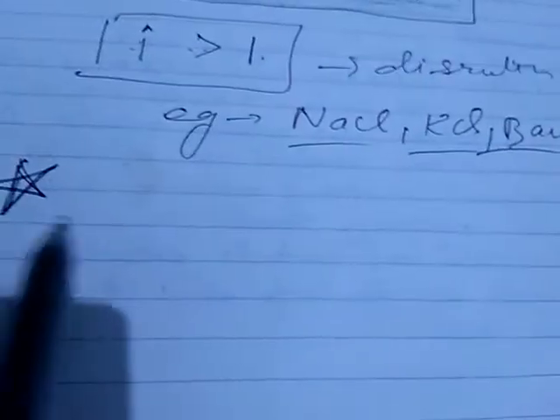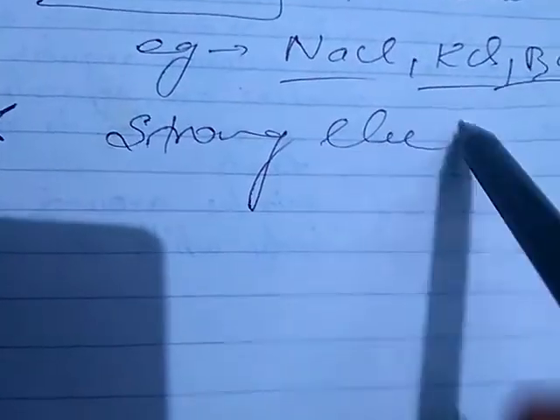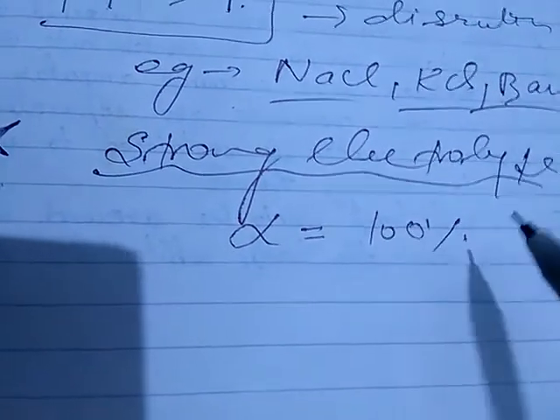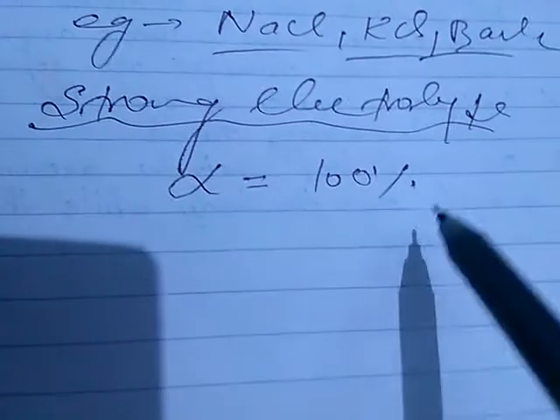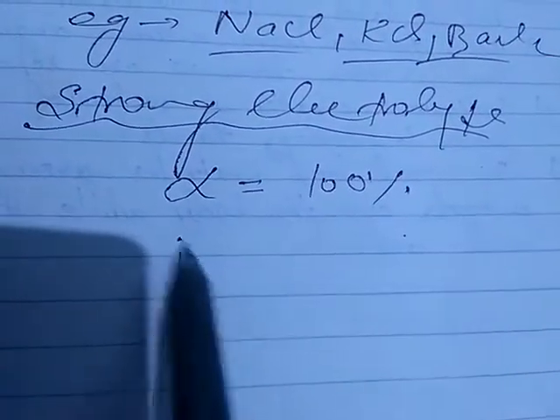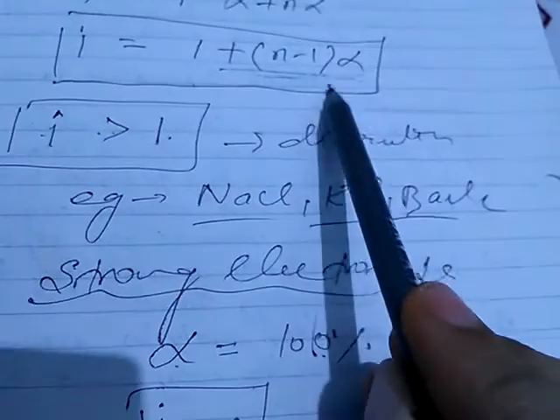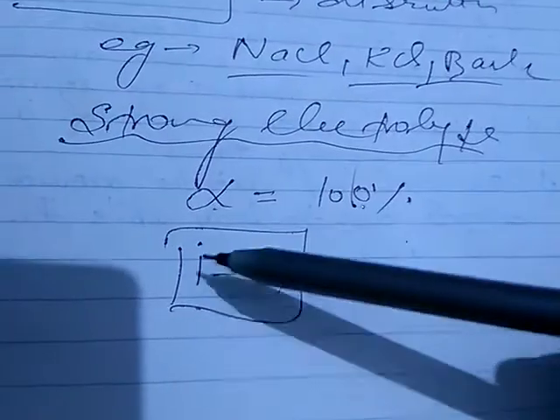One note point which we have to keep in mind in the case of dissociation is that if the solute taken is a strong electrolyte, then for a strong electrolyte we all know that alpha will be equal to 100%. Alpha means degree of dissociation will be 100%, meaning the electrolyte will dissociate completely, and for this i would be equal to n. If we put alpha equals 100% in the expression, the result would be i equals n.